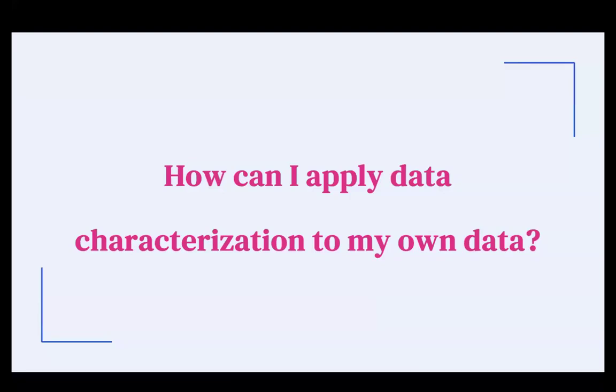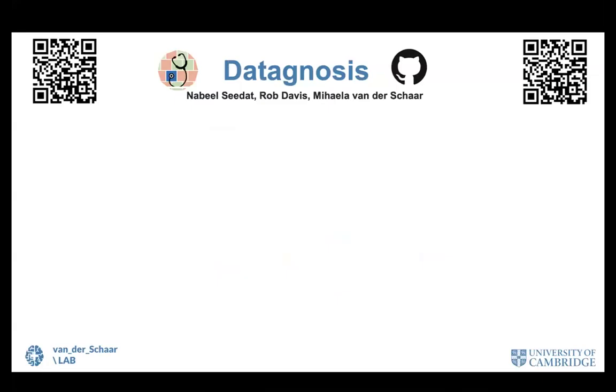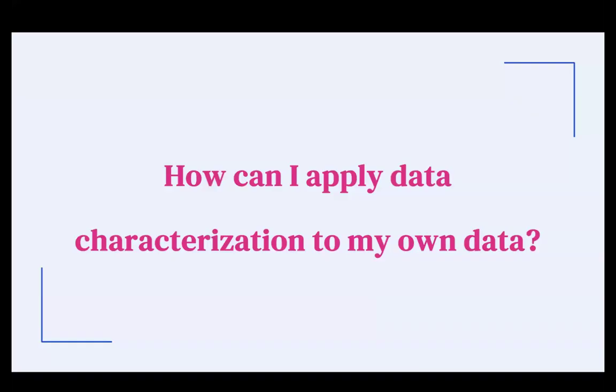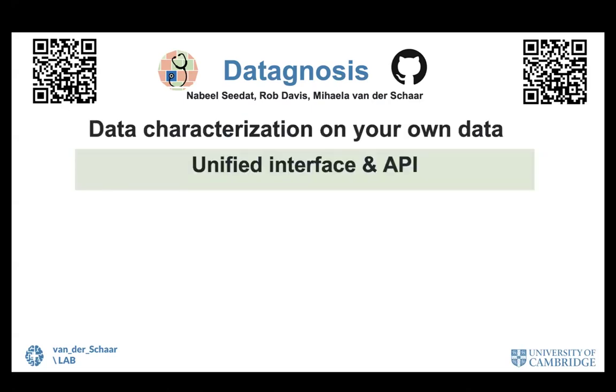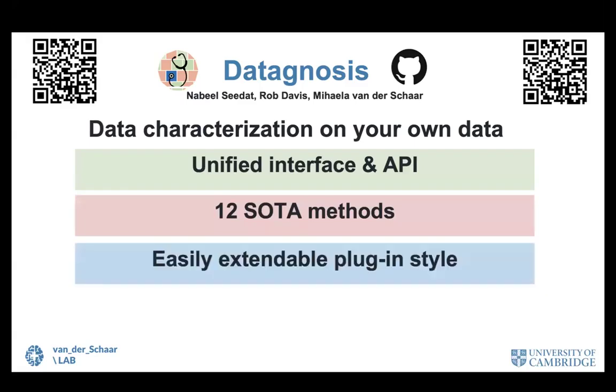I'll just finish this last bit on how to apply it before I move on to the next section, and I'll stop for questions there. So say you'd want to take this to your own data, how would you go about doing this? We've put together a package called Dataagnosis together with Rob and Mihaela. The idea is to bring all of these methods, the 12 or 13 that I've shown you, under a unified interface and API with an extendable plugin style interface. So as more methods come out in the literature, they can be extended.